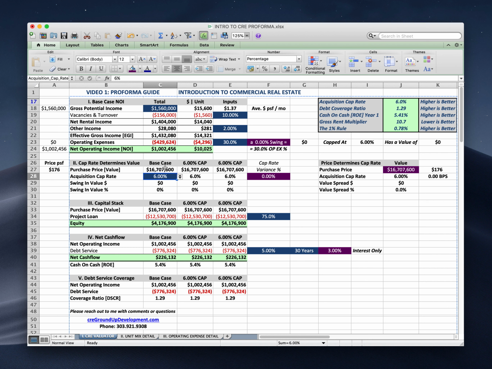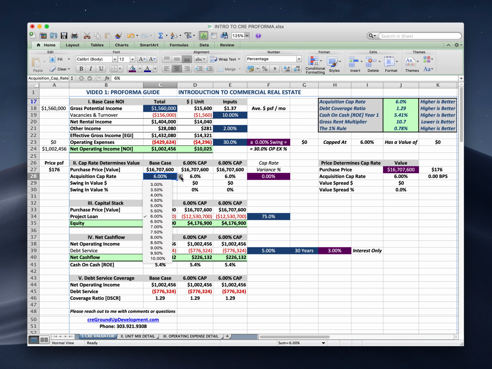Similarly, if you came down here and said, so how does value work? Again, you look up here and you see that the named cell that you're on is called purchase price. And over here, the purchase price is a calculation that involves taking the net operating income, which is right here, and dividing it by the acquisition cap rate, which is right here, assumed to be 6%. So dividing net operating income by the acquisition cap rate creates a value of $16.7 million.